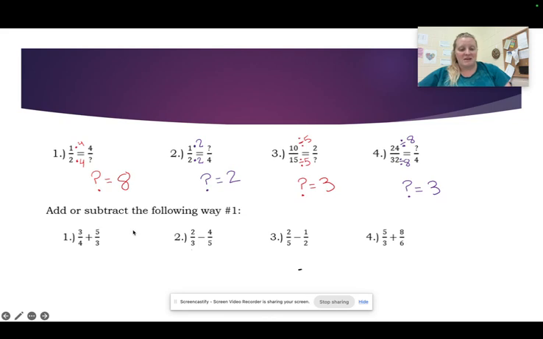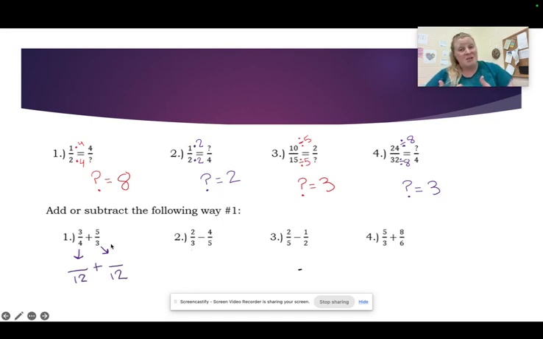So we're just going to do some basic addition here, or subtraction. We're going to do it one way, and then we're going to do the exact same 4 problems, but a completely different way. All right, so when I look at my denominators, 4 and 3, I have to think of something that is a multiple of both of those numbers. For example, multiples of 4 would be 4, 8, 12, 16, etc. Multiples of 3 would be 3, 6, 9, 12, etc. I want to know what's the first one they'll have in common.